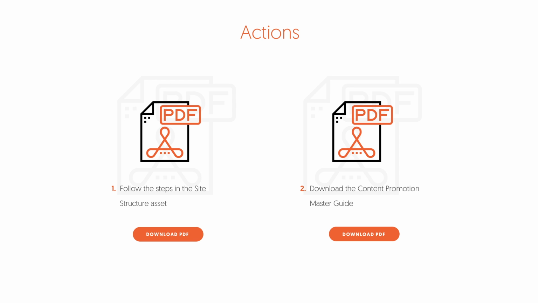And you can find them both at neilpatel.com/training. Click on Content Marketing Unlocked. Go to week 3, video 1, and boom, you'll find all the files underneath that.